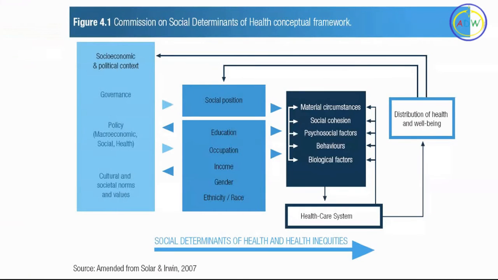And of course, for example, the Indian or Japanese socioeconomic and political context are different in these two countries. You know that GDP or macroeconomic situation in Japan is better than in India. And cultural and societal norms and values are completely different in Indian society and in Japanese society. So that's why they determine the health of the whole population in India and in Japan.